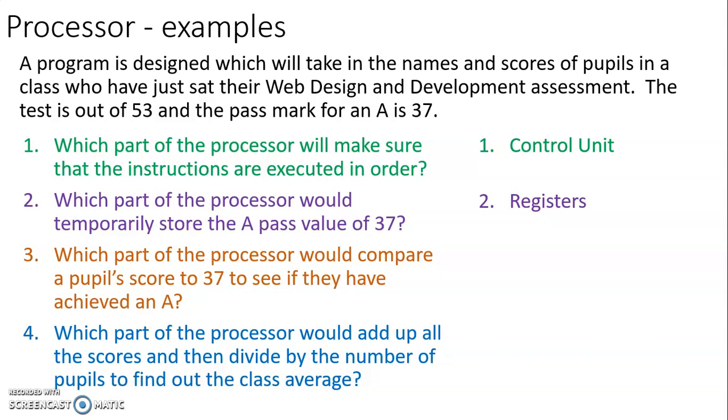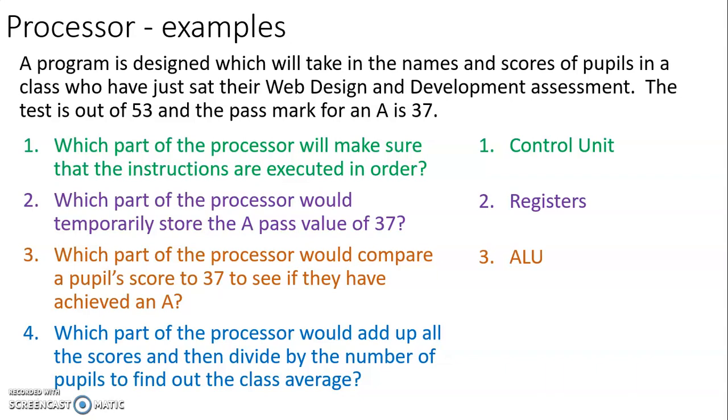Number 3 then, which part of the processor would compare a pupil's score to 37 to see if they have achieved an A? So just break this scenario down and see what it's actually trying to do. It's going to compare a pupil's score to 37 to see if they've achieved an A. So that's almost like a calculation or decision making. Therefore, it's going to be the ALU part of the processor that's responsible for that.